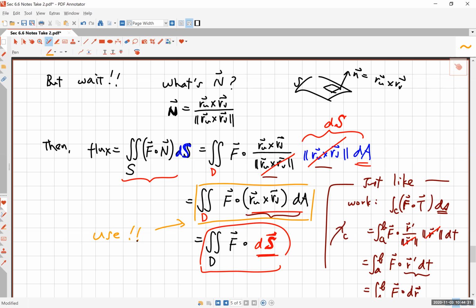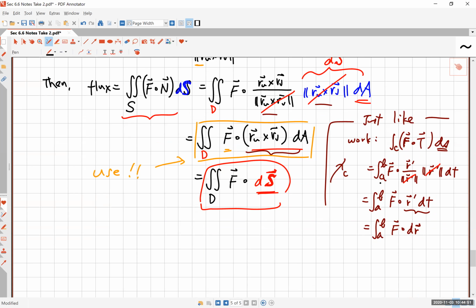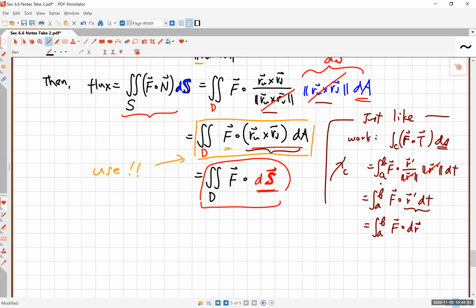All right. So what do you have to do? After you parameterize the surface, you find RU, you find RV, you take the cross product, okay, and then you don't even have to find the norm of this, okay? You just dot it with F written in terms of U and V, and that's what you integrate over the UV plane over that domain D. All right, let's do an example.